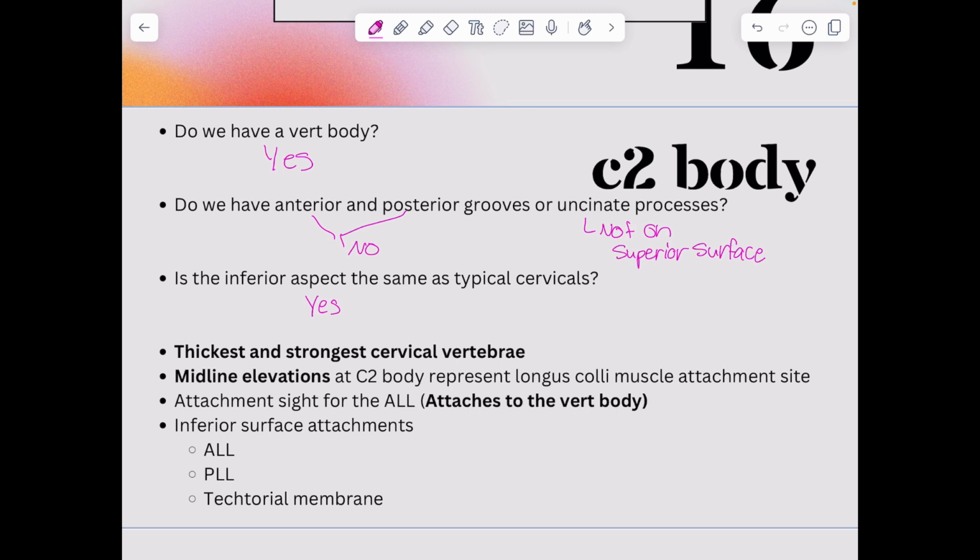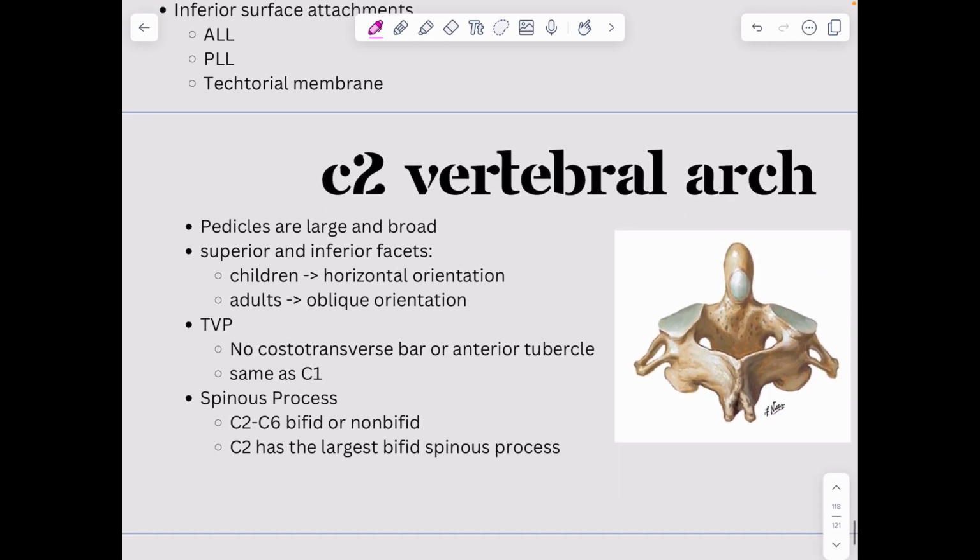Midline elevations at the C2 body represent the longus colli muscle attachment site. This was a question that she had done in class, but she did not ask it in our exam. The attachment site for the ALL, it attaches to the vertebral body. This is super important, and I believe she asked a question on this. It attaches to the vertebral body, not to anywhere else, just something you have to know. The inferior surface attachments are the ALL, the PLL, and the tectorial membrane.